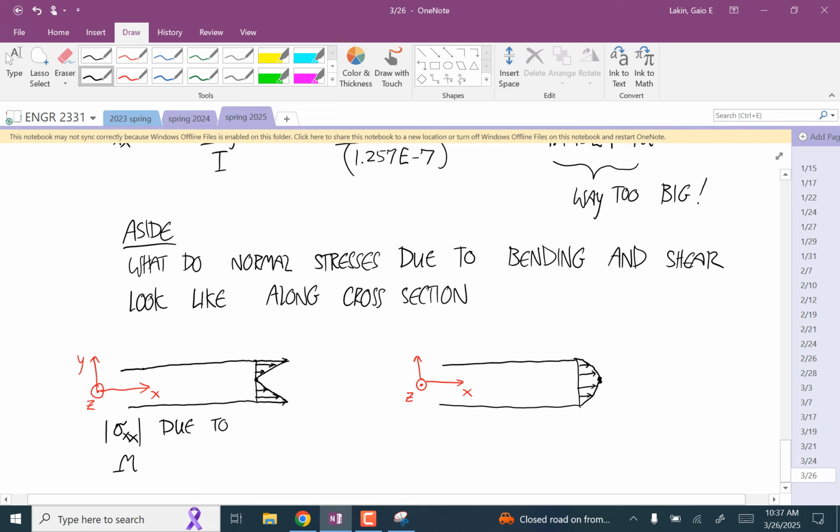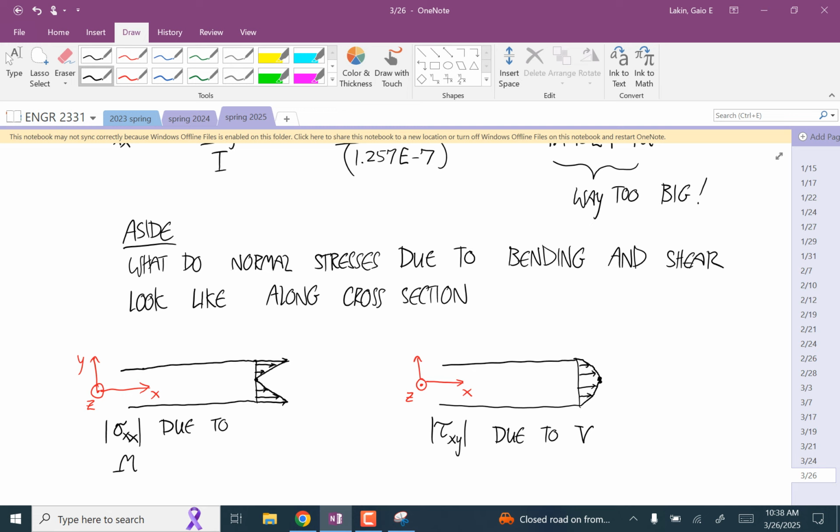But this is not a linear function. This is the absolute value of the shear stress due to the shear force. And it's biggest at the neutral axis and then decreases. In a well-behaved shape like a rectangle, it decreases to 0 at the edges. So that's helpful to keep in mind as you work through this stuff.